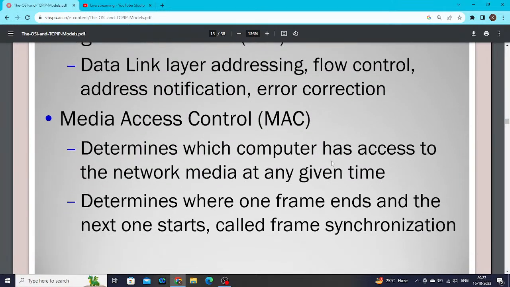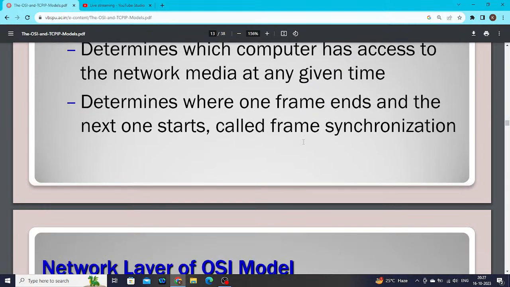MAC generally determines which computer has access to the network media at any given time. It determines where one frame ends and the next will start, called frame synchronization. Okay, this is the MAC and LLC.